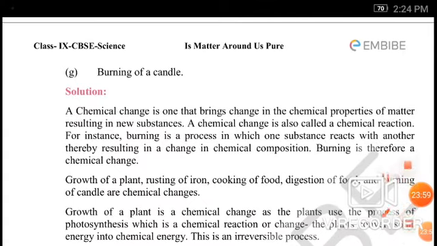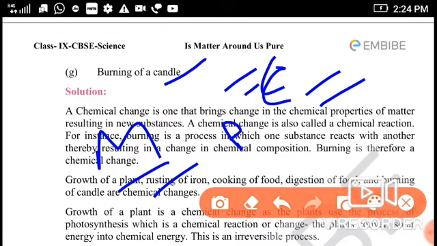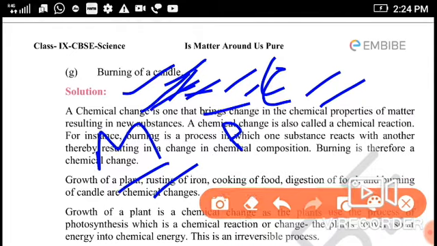Burning of candle is a chemical change, right? Melting is a physical change but burning is a chemical change. If the question is melting of candle, the answer will be physical, because melted wax can be converted back into a candle. But burning of a candle is a chemical change because burning releases gases. When you burn a candle, carbon dioxide gas is released. It is a chemical change.